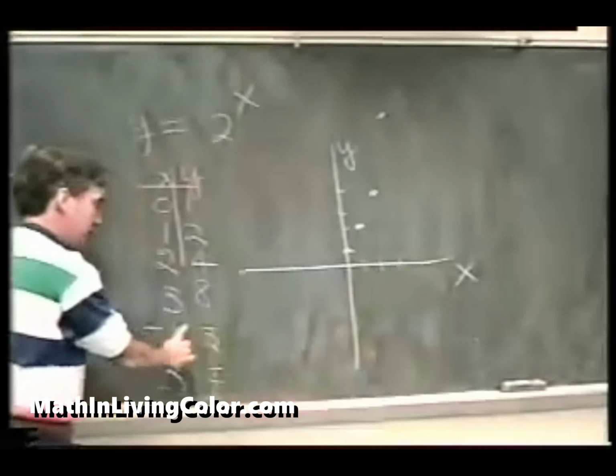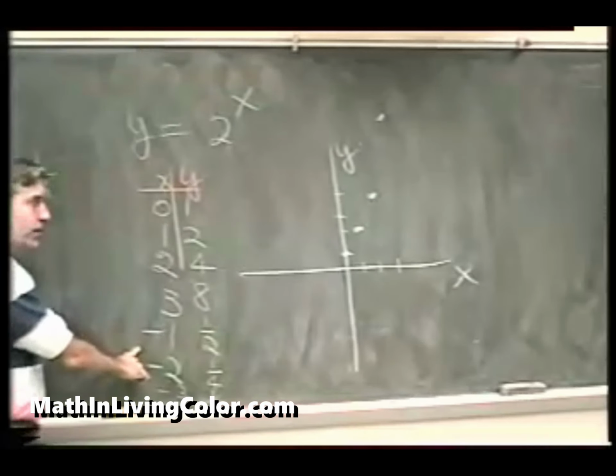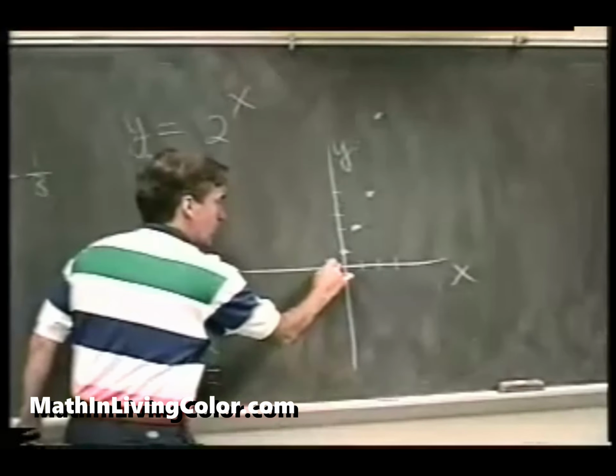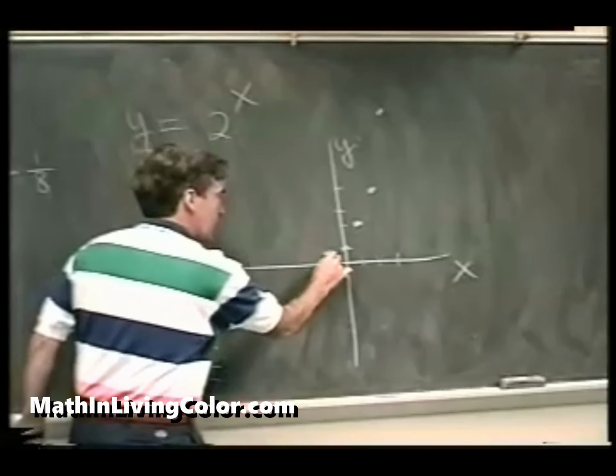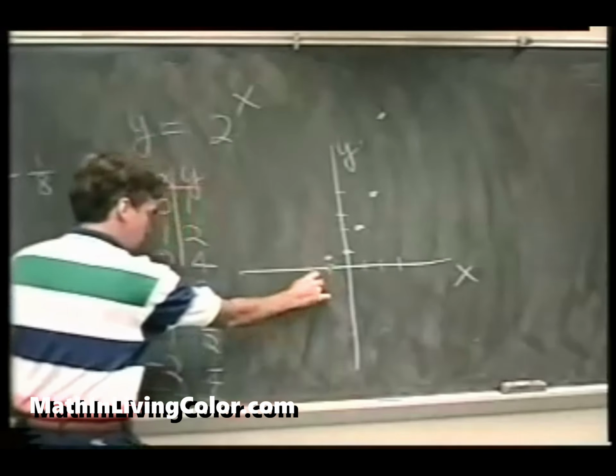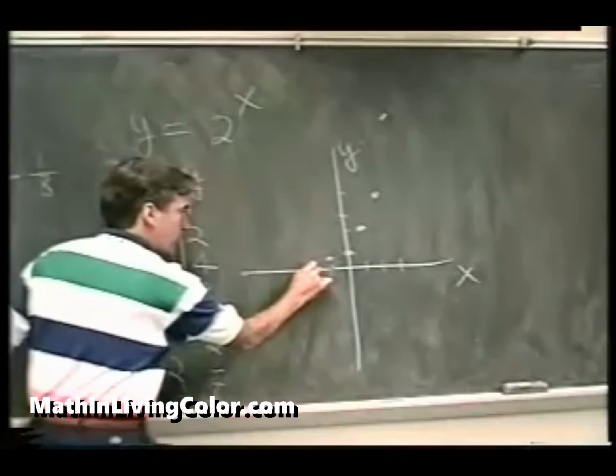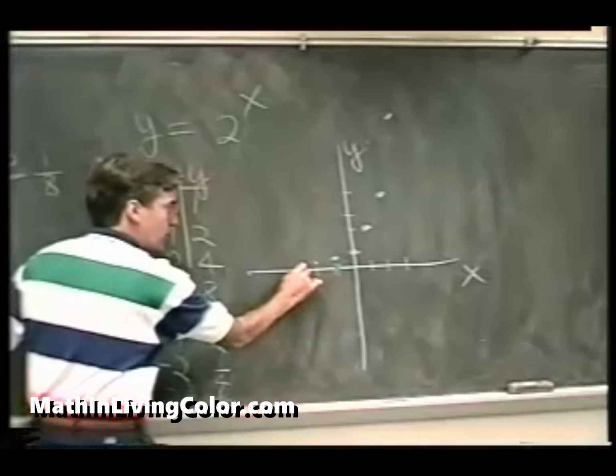Okay? If x is negative 1, then y is up 1/2. Okay? If x is negative 2, y is up 1/4. If x is negative 3, y is up 1/8.